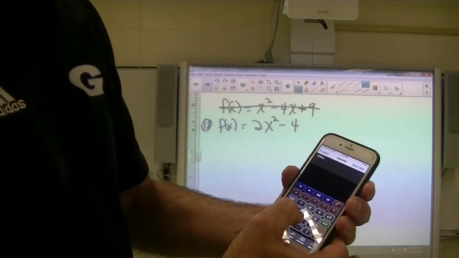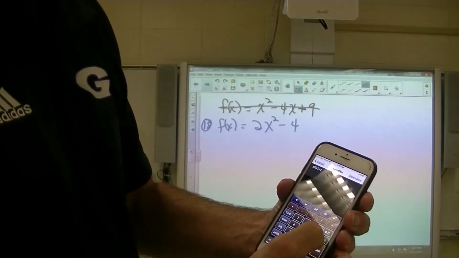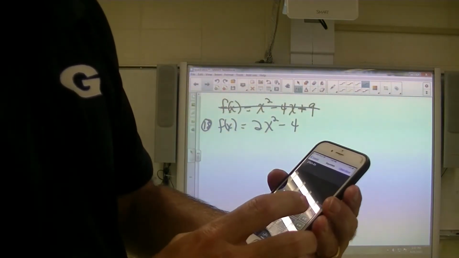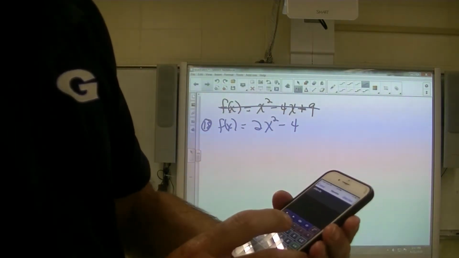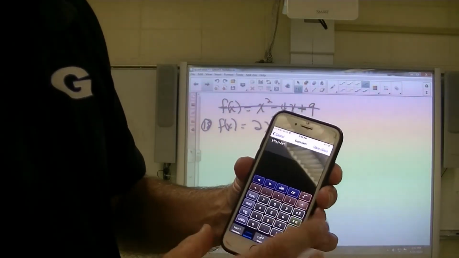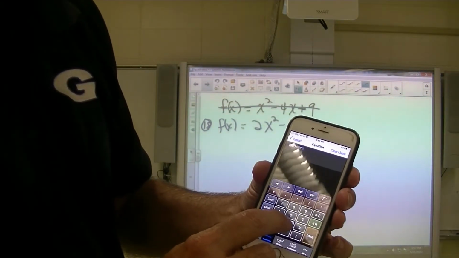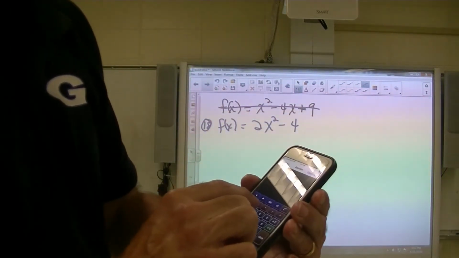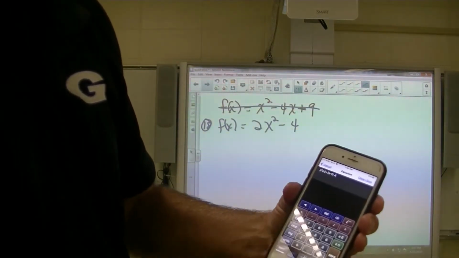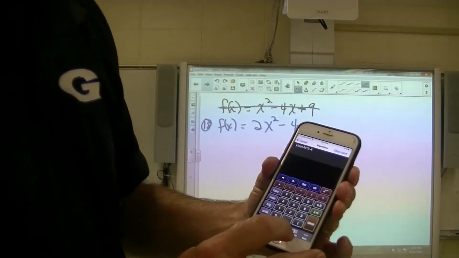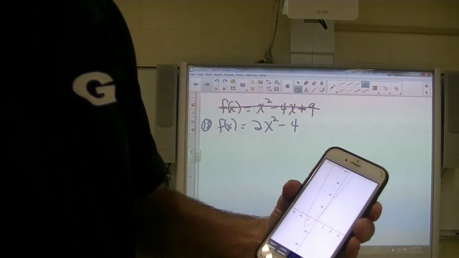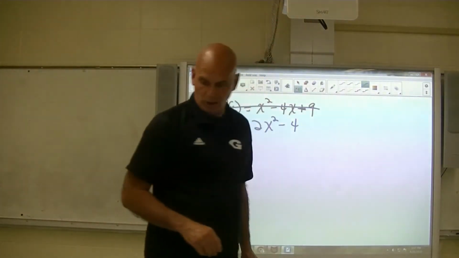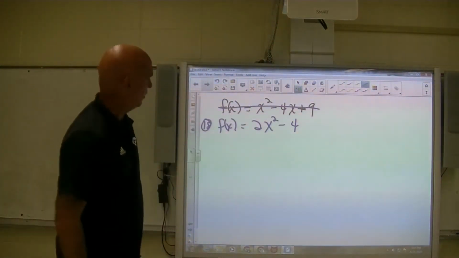And now what you want is 2x squared, so the green button is your variable button there, x. I don't see a little square button, so I have to use a little caret, right, to say to the second power, x to the second power. 2x squared minus 4, there's a minus sign, there's a 4, so 2x squared minus 4, and then you can go over and look at the graph of it, and then you already know what the graph is going to look like.